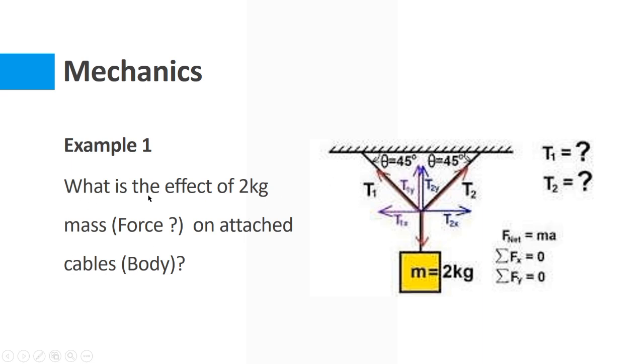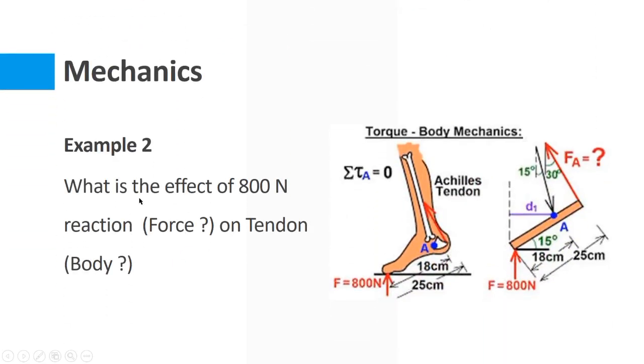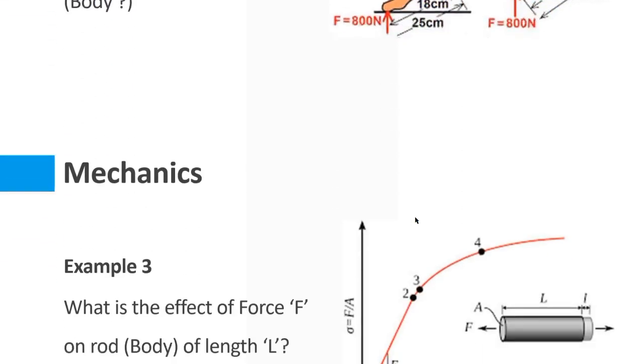So if you want to study the effect of a 2 kg mass on attached cables, the cables are actually the body and the mass produces forces in these cables. So mechanics will answer these two questions: what are the forces and what are the effects of the forces on the body. Similarly, if you want to explore the effect of the 800 Newton reaction, which is a force on the tendon, this is the tendon. If you want to study the effect of this reactive force of 800 Newton on this tendon, mechanics will answer this question.